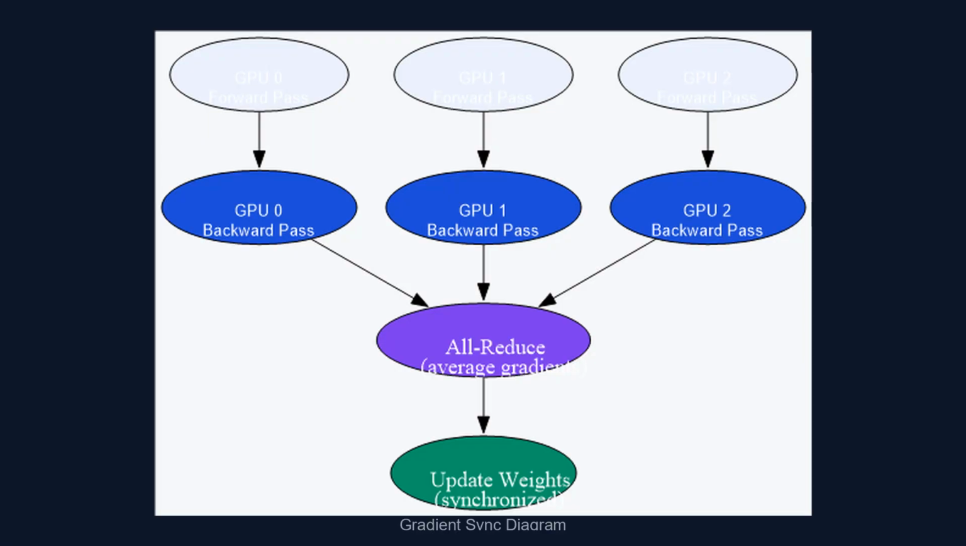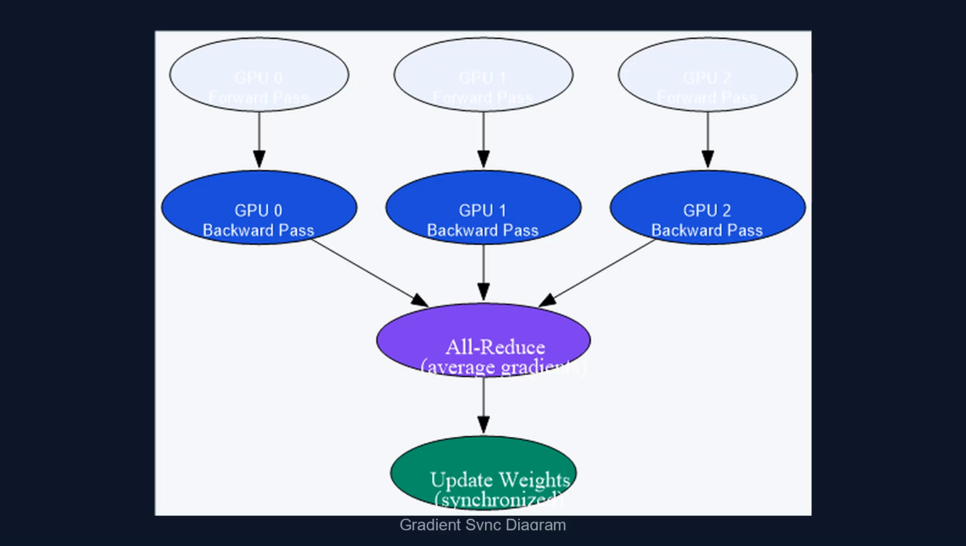This diagram shows the gradient synchronization flow that makes DDP work. Each GPU independently runs its forward pass, computing predictions from its data shard, then runs its backward pass to compute gradients. These two steps happen in parallel across all GPUs with no coordination required. The coordination happens at the all-reduce step. Once all GPUs have their gradients, all-reduce averages them across all devices and distributes the result back to every GPU simultaneously. Every GPU then applies the same gradient update to its model copy.